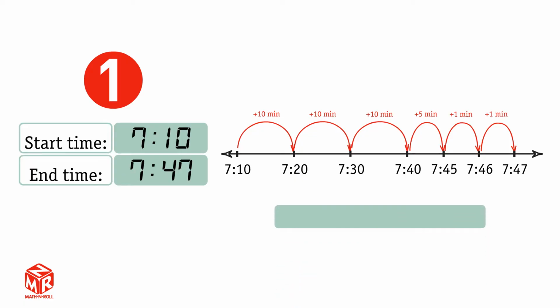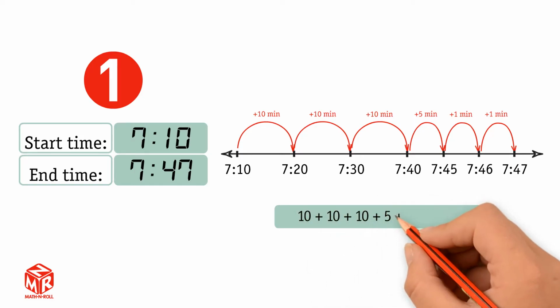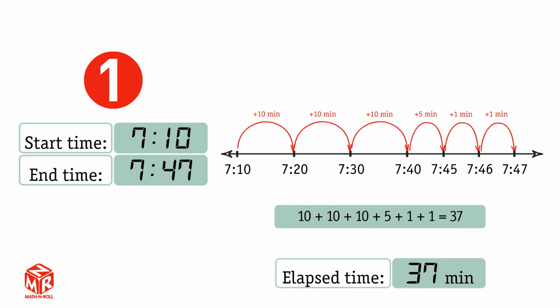Now we add the minutes that elapsed. 10 plus 10 plus 10 plus 5 plus 1 plus 1 equals 37. So the elapsed time is 37 minutes.